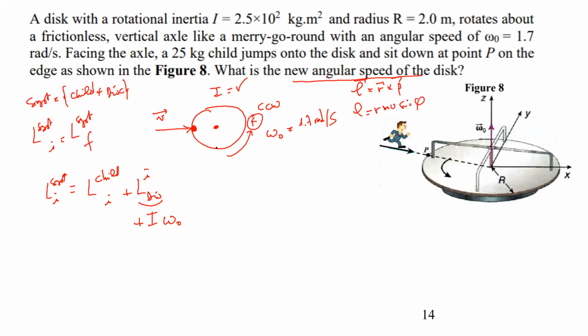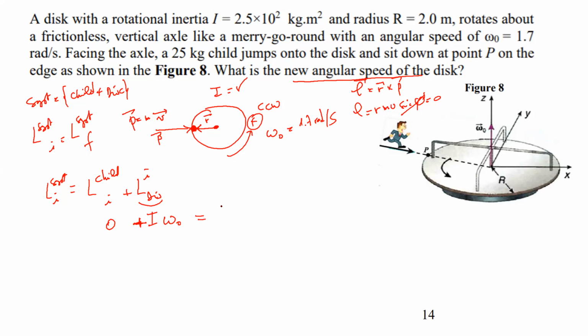But here the child is coming radially, so P, which is mv, is radial. This is R here, so the angle between them is 180 degrees, and sine phi is equal to 0. So in reality, the angular momentum of the child is 0. Not because he's not coming with a speed. It is coming with a speed, but he is radial. R cross P here is equal to 0. So this will be equal to the angular momentum final.